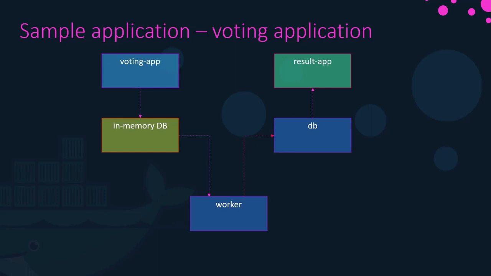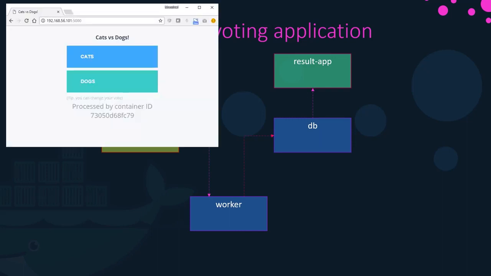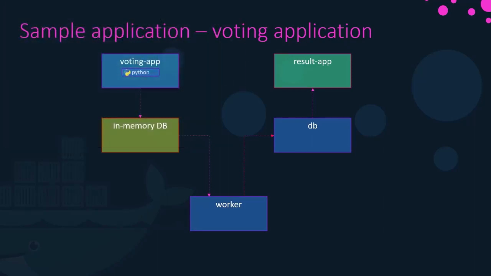This is a sample voting application which provides an interface for a user to vote and another interface to show the results. The application consists of various components, such as the voting app, which is a web application developed in Python to provide the user with an interface to choose between two options, a cat and a dog. When you make a selection, the vote is stored in Redis. For those of you who are new to Redis, Redis in this case serves as a database in memory.